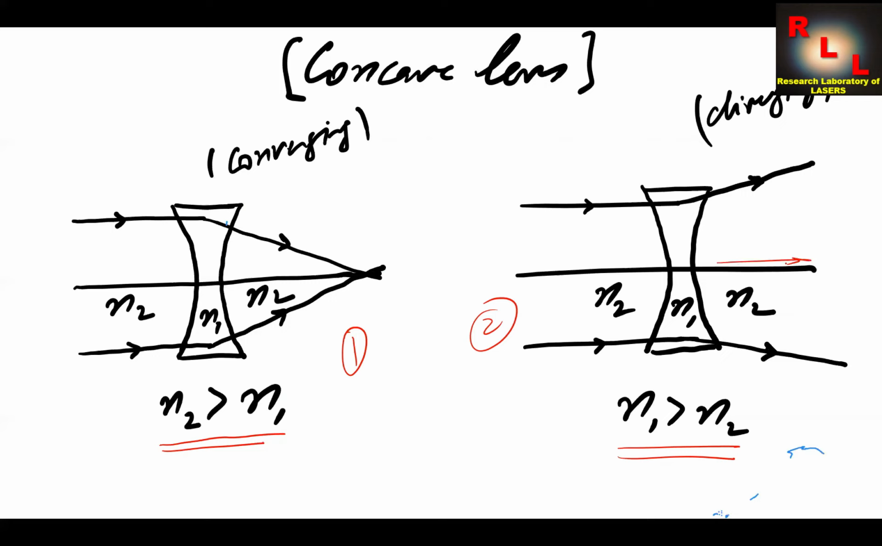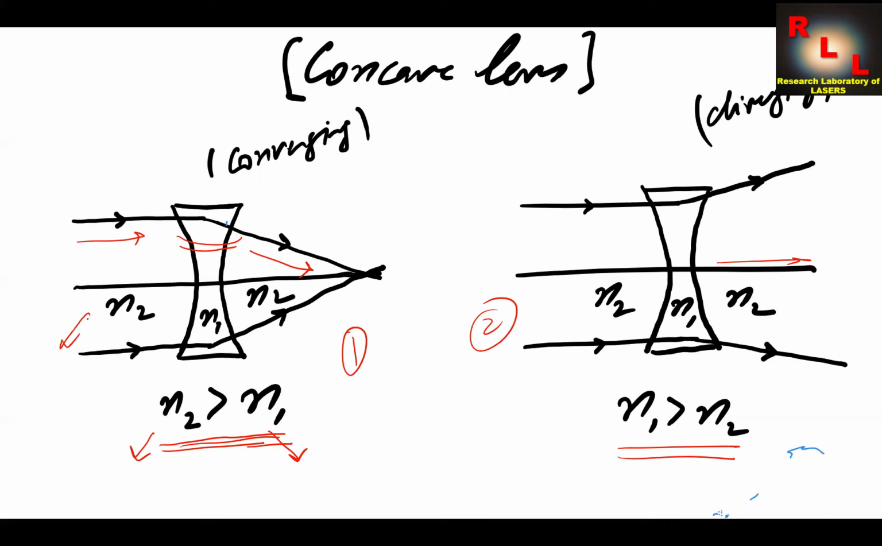On the other hand, if N2 is greater than N1, N2 a denser medium, N1 a lighter medium, then in this case this kind of shape behaves as a converging lens. So the light is focused at a certain point on the principal axis. Light is coming and it's converging.